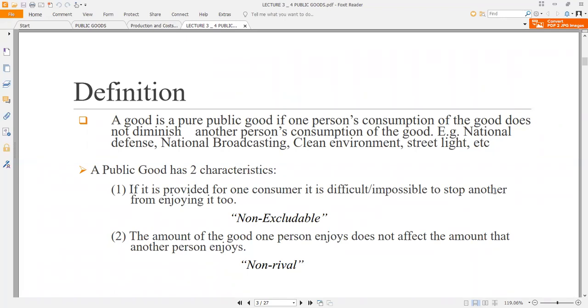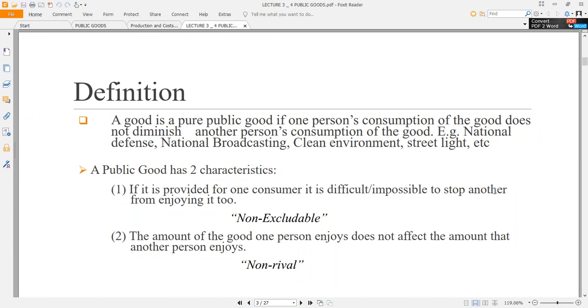Assuming we have 10 balls of kenkey. One person was trying to consume these 10 balls of kenkey, and then another person joins and also starts consuming some of these 10 balls of kenkey. It means that the first person wouldn't have 10 balls of kenkey to consume now because of the addition of the extra person. But public goods are not like that.